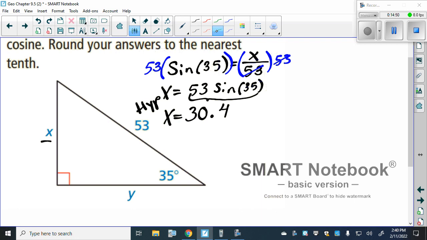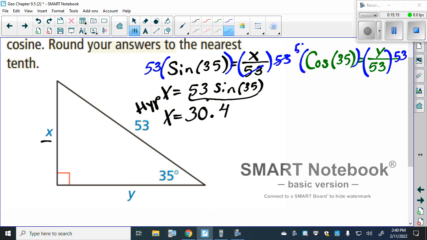Now we can do a similar thing to find y, but this time we're not going to use sine, we're going to use cosine. Because cosine of 35 degrees is equal to the adjacent side over the hypotenuse. So that would be y over 53. And again, we're going to multiply both sides by 53, which will tell us that y is equal to 53 cosine of 35. These would cancel. And y is what?